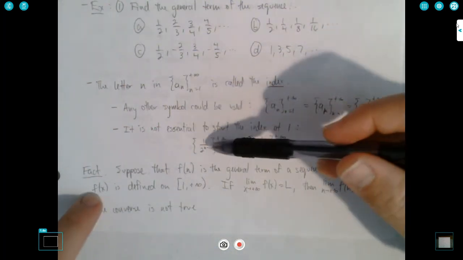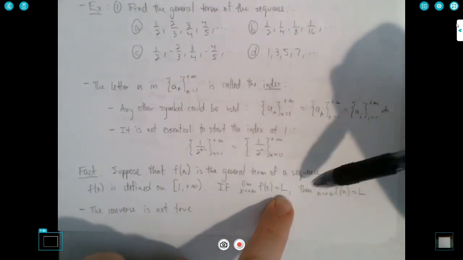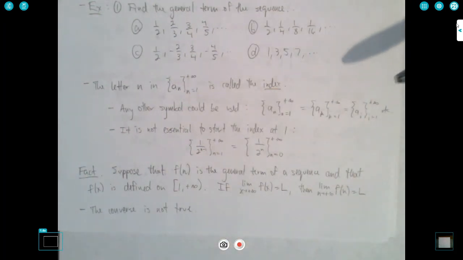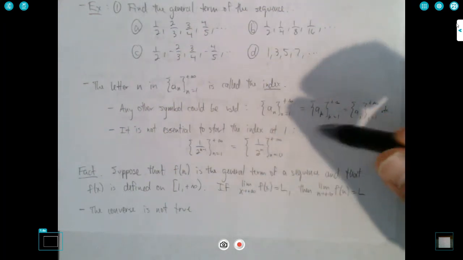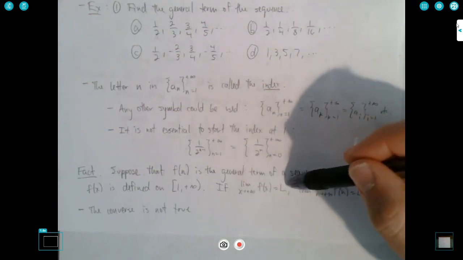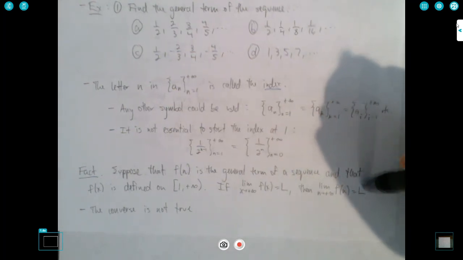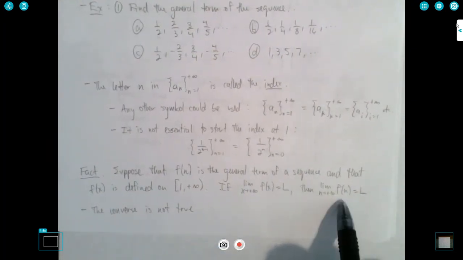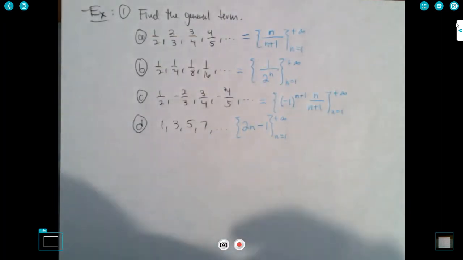Well, anyway, if the limit as x approaches infinity of f(x) equals L, then the limit as n approaches infinity of f(n) equals L. In other words, you can think of this f(n) as a subset of this f(x). And so you know that if the whole thing is going to some limit L, then the subset also has to go to some limit L. Now, the converse is not necessarily true. It's not the case that just because a subset goes to some limit, the whole thing goes to some limit. And let me give you a picture to show you what we're talking about here.